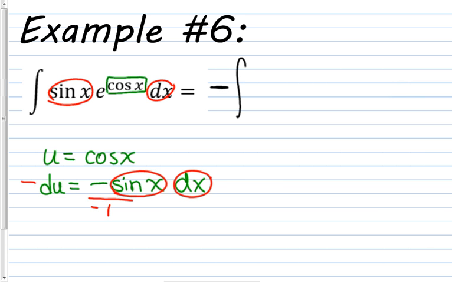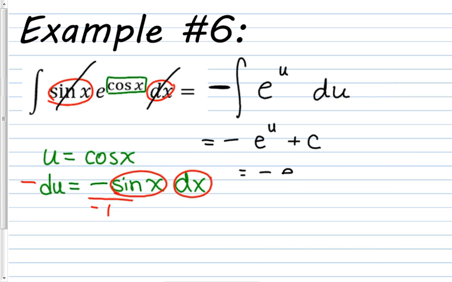And then dx and sine x are going to be replaced by this negative right here and du. And then e is now e to the u. So integrate this. So negative e to the u plus c. And then, of course, replace the u. So negative e, u was a cosine x, plus c. And that takes care of that.